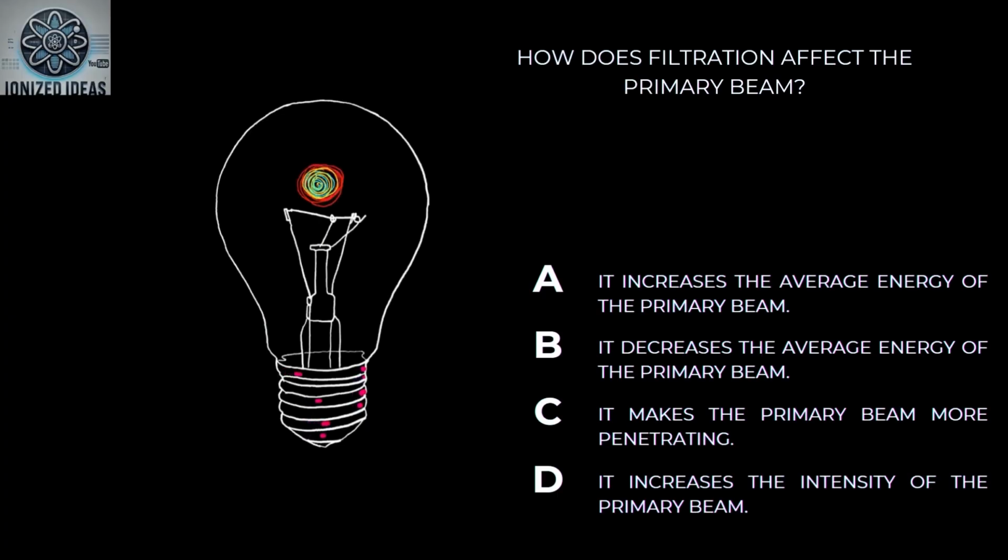How does filtration affect the primary beam? A. It increases the average energy of the primary beam. B. It decreases the average energy of the primary beam. C. It makes the primary beam more penetrating. D. It increases the intensity of the primary beam.